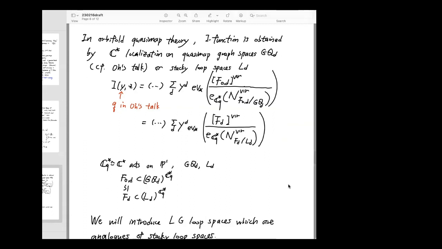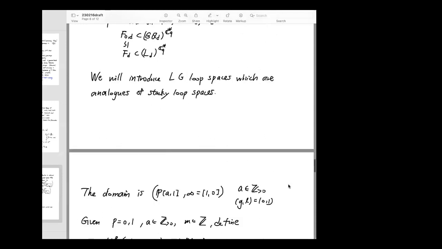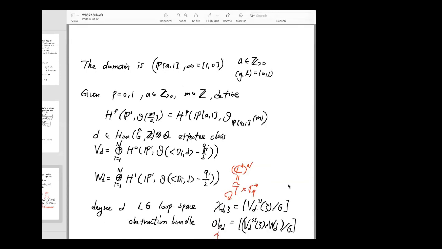So what we will do is introduce the Landau-Ginzburg loop spaces, which are analogs of the stacky loop spaces, and then define our I function using these loop spaces. And actually, since we are in the abelian case, this is really easy.